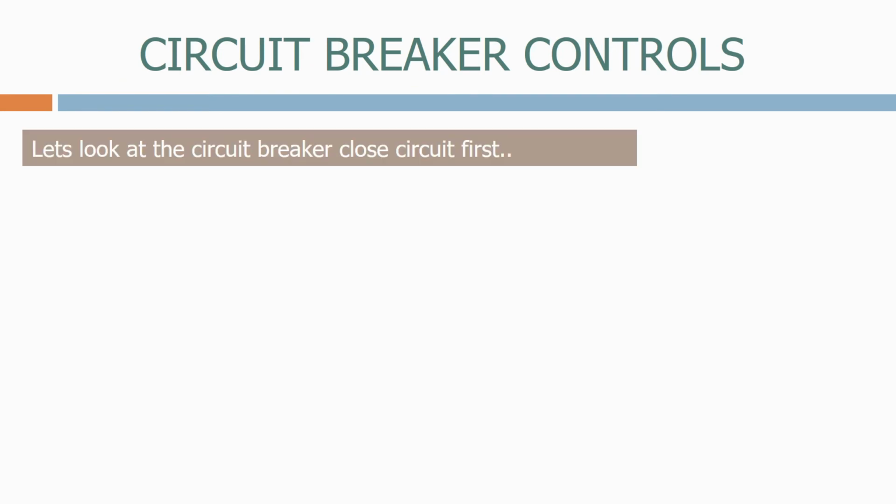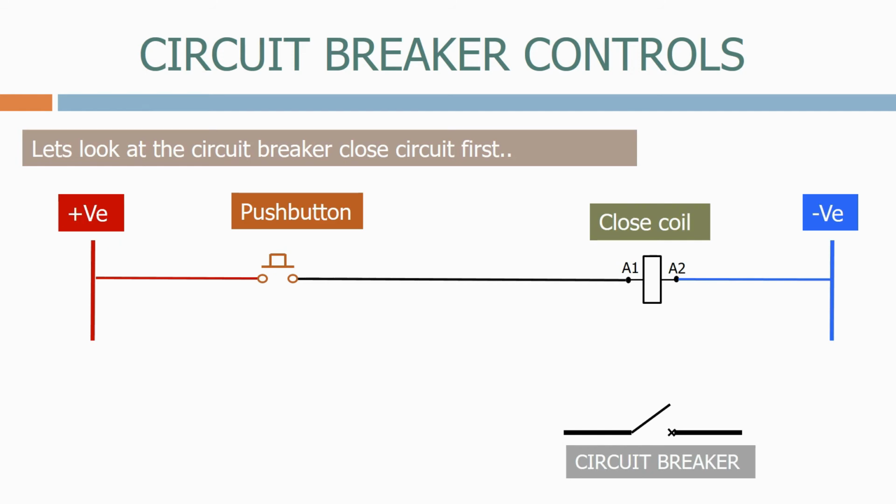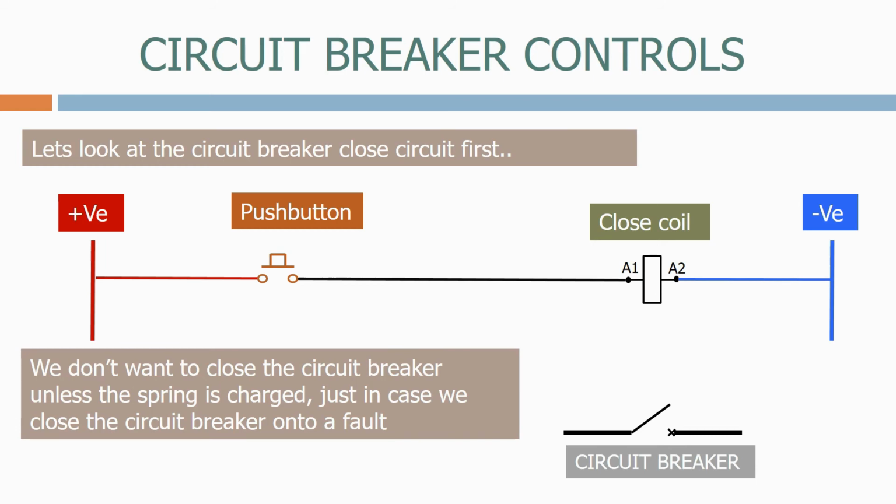Let's look at the circuit breaker closed circuit first. Here we have a positive and negative DC supply with a close coil controlled by a manual push button. We don't want to close the circuit breaker unless the spring is charged, just in case we close the circuit breaker onto a fault. Therefore, let's add a limit switch from the spring mechanism.